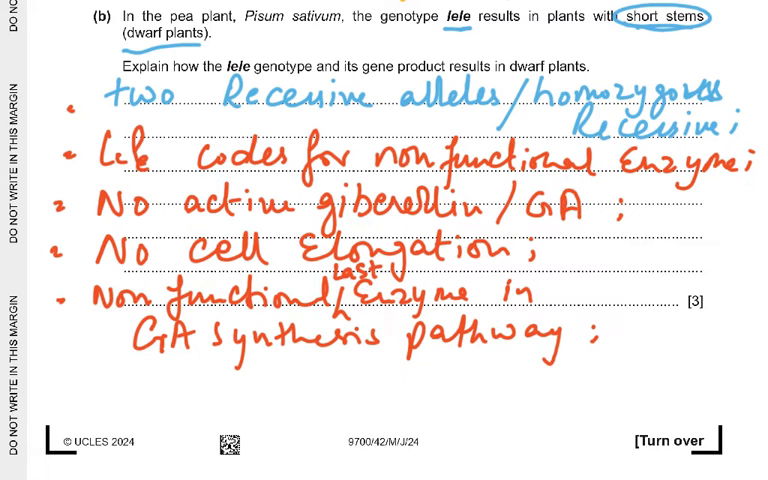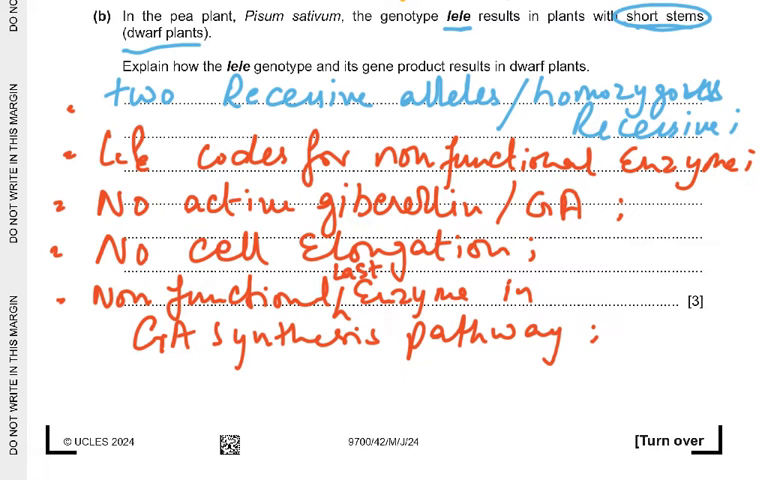Now, the last enzyme, which is GA3β-hydroxylase or GA3 oxidase, we don't have to know these names. I'm just explaining it for some of you who want to know the details. That results in the production of an active gibberellin. Now, that is faulty. That enzyme is not being produced, that enzyme is not working.